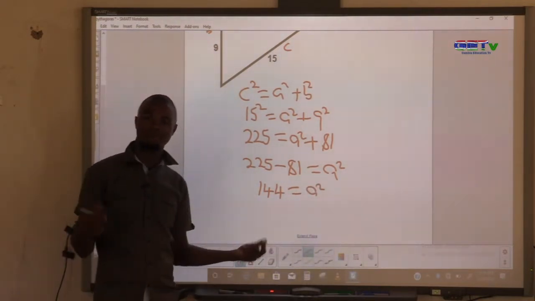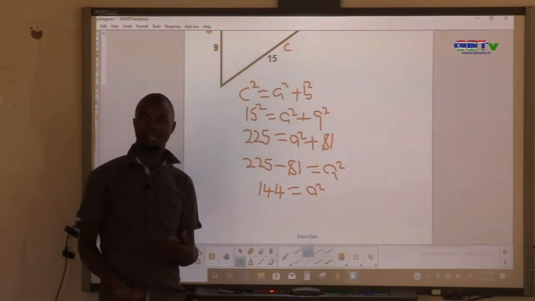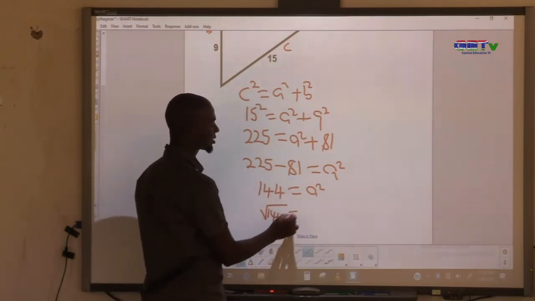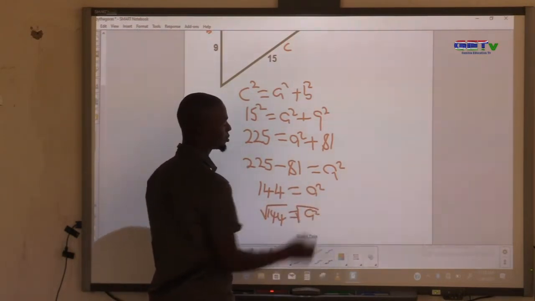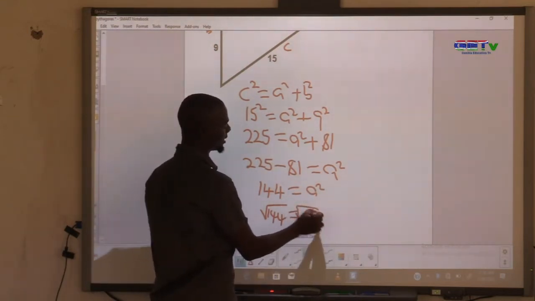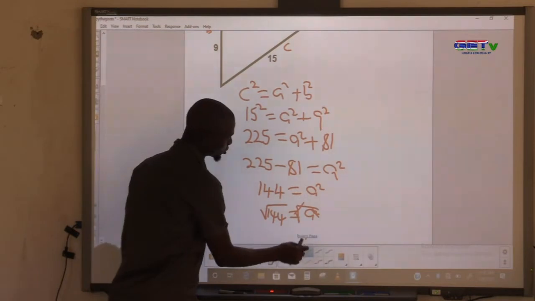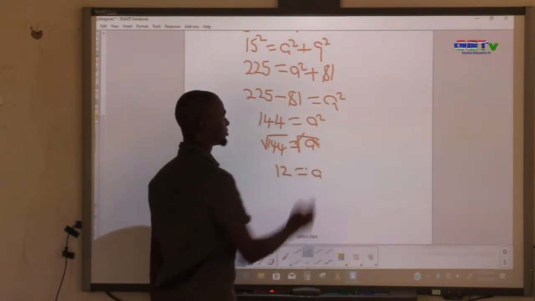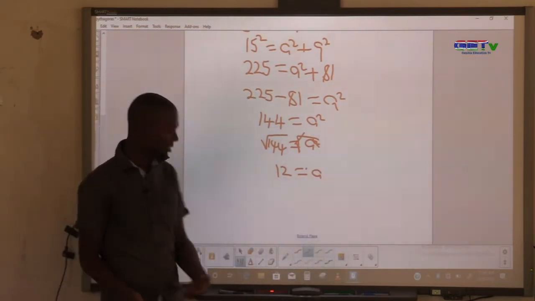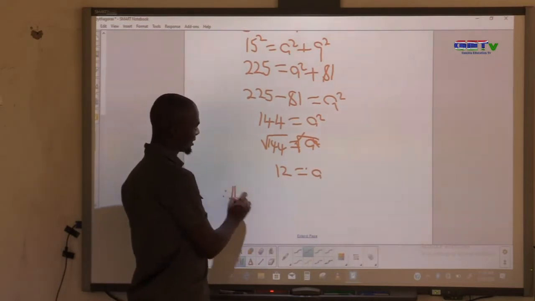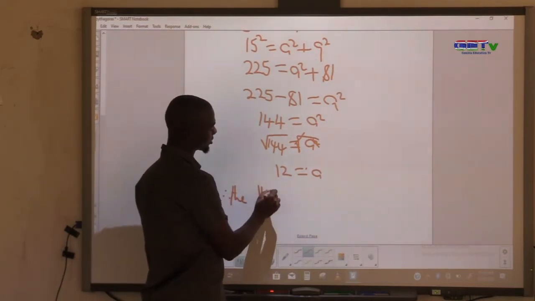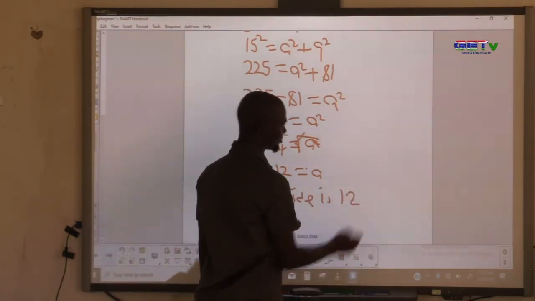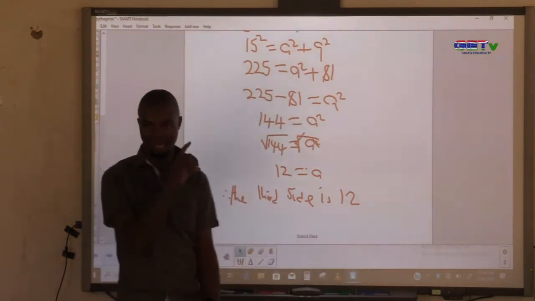You need A, not A square. To get A, you square root both sides. So you will have the square root of 144 equals to the square root of A square. The square and the square root will cancel. The square root of 144 is 12. So you will have 12 is equals to A. You are asked to find the third side, therefore the third side is 12.